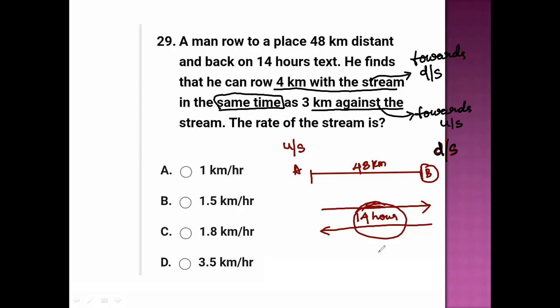And what is asked in the problem? In the problem they are asking you to find the rate of the stream. How are you going to denote the rate of the stream? Rate of the stream is denoted by v. This much they have given.